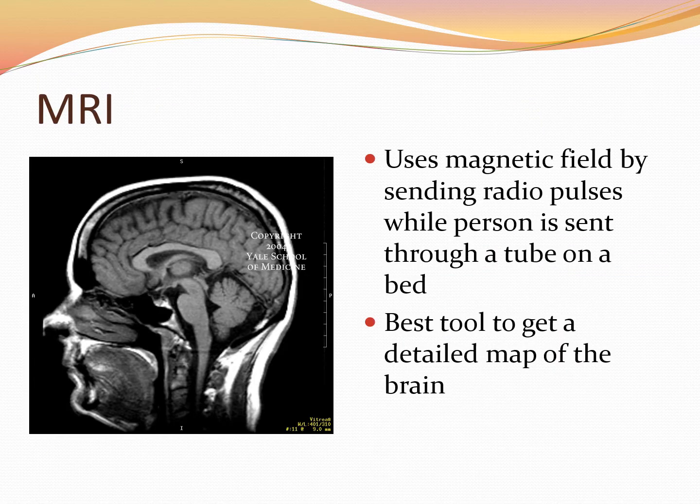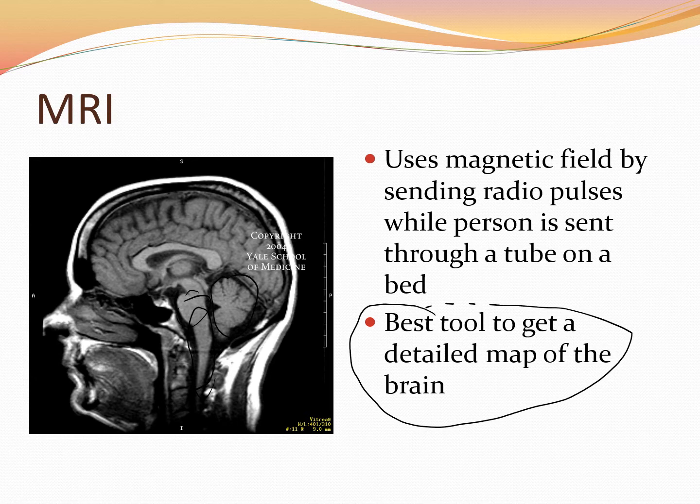MRIs use magnetic fields by sending radio pulses while a person is sent through a tube on a bed. The key thing for MRIs is it's the best tool to get a detailed map of the brain. If you look at this MRI here, I can see everything in the brain. I've got the cerebellum here. This is the brainstem we're about to talk about with the pons right here. You've got the cerebral cortex, the foldy things on the outside. You can see the limbic system on the inside, the corpus callosum that splits it. So you can see a very detailed picture of the brain. That's the key thing for MRI.